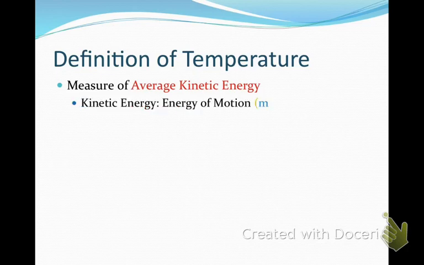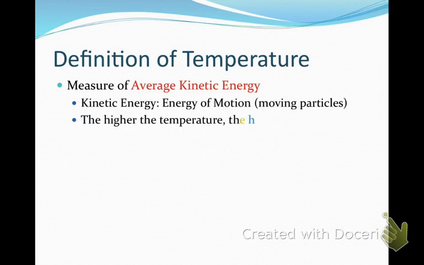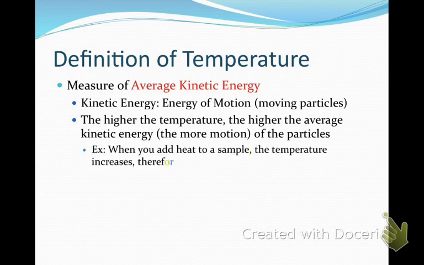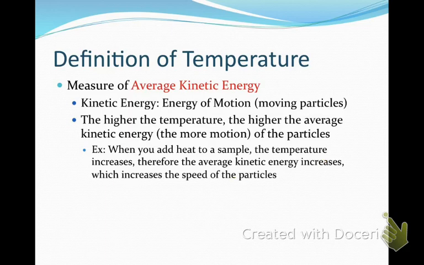So, kinetic energy is just the energy of motion or of moving particles. The higher the temperature is, the more kinetic energy there is, so the more motion of the particles there is. The example here is that if we increase the heat, the temperature increases, which increases the average kinetic energy of the particles, and that increases the speed of the particles.